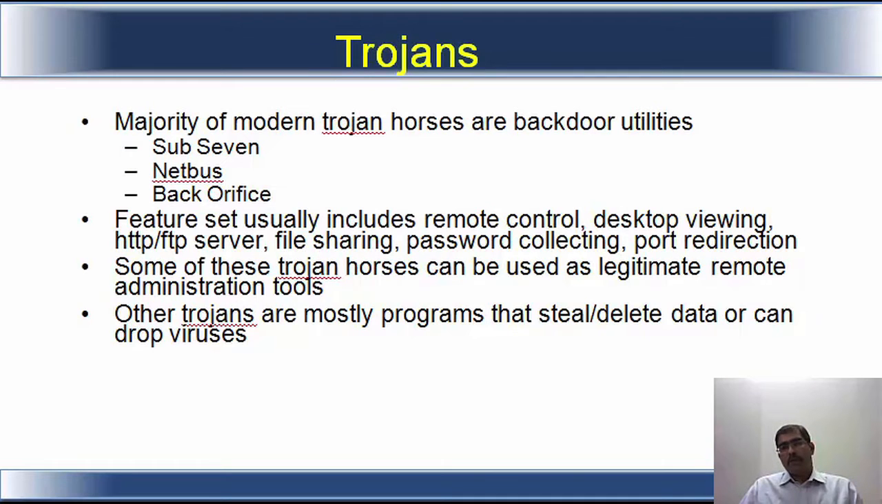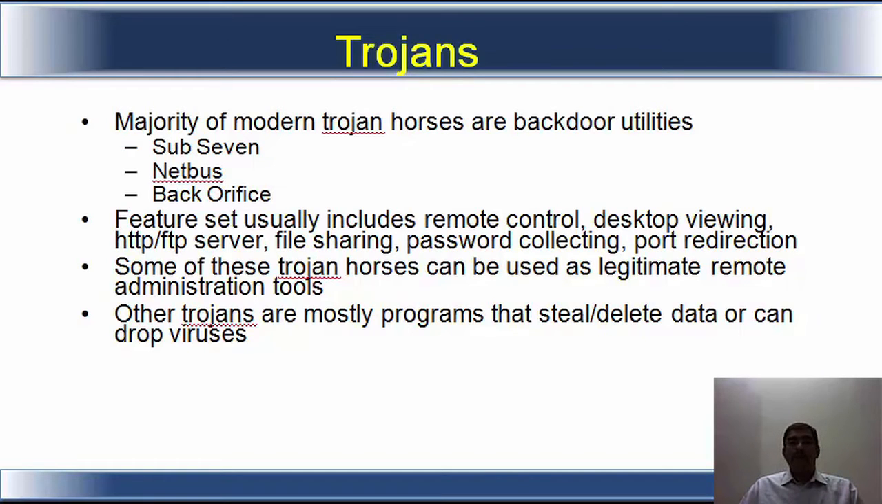But the majority of the Trojan horses, the modern ones, are backdoor utilities. SubSeven is one, NetBus is another, Back Orifice is the third. So there are several Trojan horse programs available. Now what are the features of these Trojans which are backdoor utilities? They basically include remote controlling, desktop viewing, HTTP or FTP server, file sharing, password collection, port redirection. So basically, these are the functions that a backdoor utility program can do.